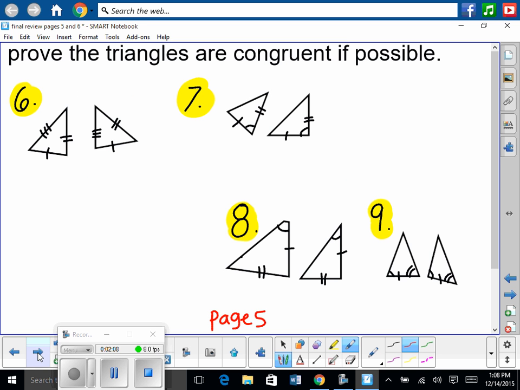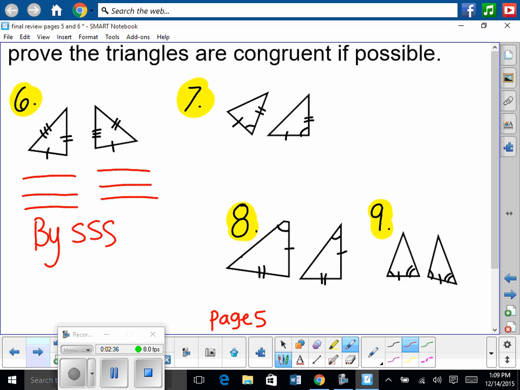Okay, so it says prove the triangles are congruent if possible. There's a couple different ways. Side, side, side. Side, angle, side. Angle, side, angle. Side, side, angle is not one. Remember that one spells the bad word. Given this information, we have three sides on this one, we have three sides on this one. We have one tick on this side and one on this, two ticks on this and two on this. So by side, side, side, they must be congruent.